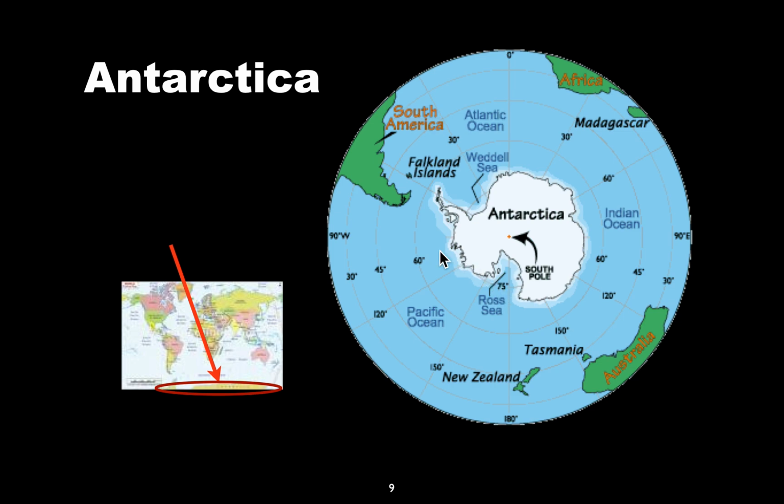Also, what's fascinating is when you see it in a circle like this, look at the continents and how close some of them are to Antarctica. For example, South America, this is Argentina down here, how close they are to Antarctica. Australia is quite close. Here's New Zealand. Remember, I said they're part of Australia, but they're an independent country.